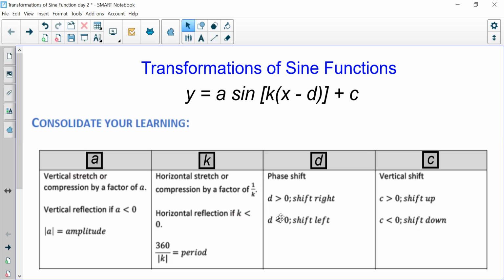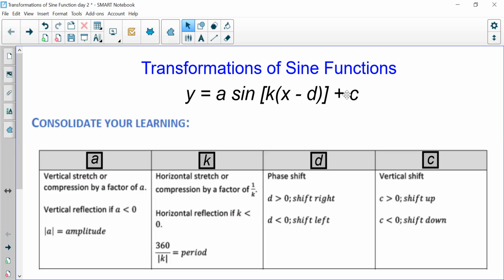So if d is less than 0, if it ends up being a positive value in here, because minus and negative is plus, if it's a positive, it's going left. If it's a negative in the bracket, it's going right. So very similar to quadratic functions. Okay, if it's a positive in the bracket, it's going left. If it's a negative, it's going right.